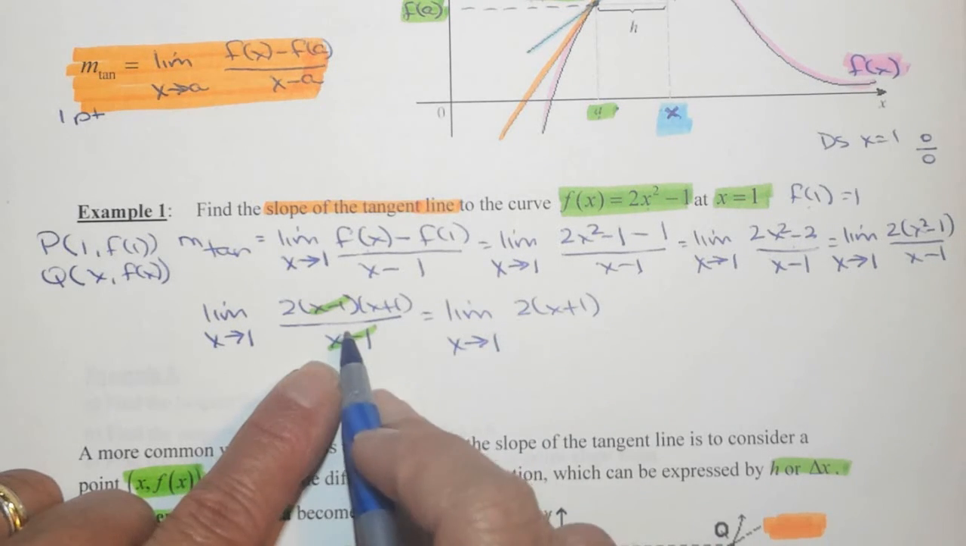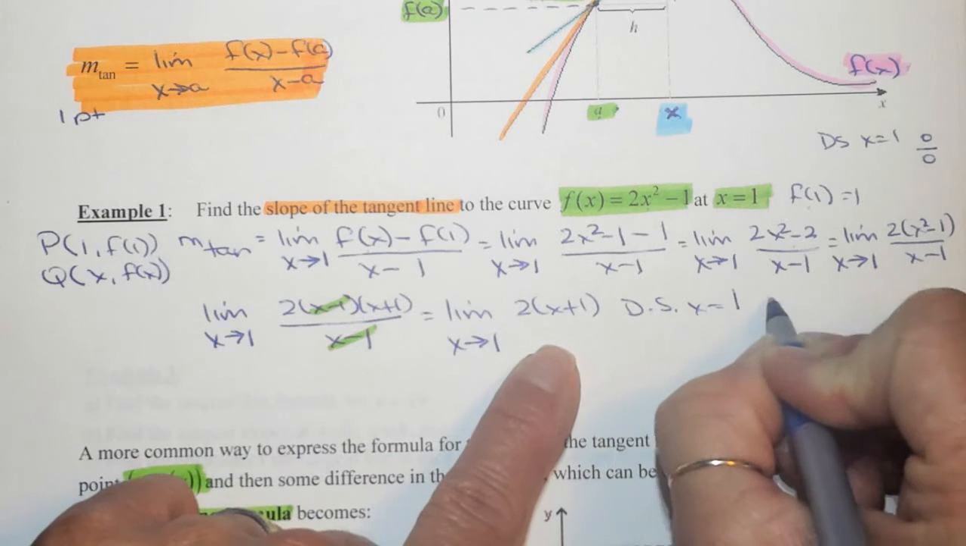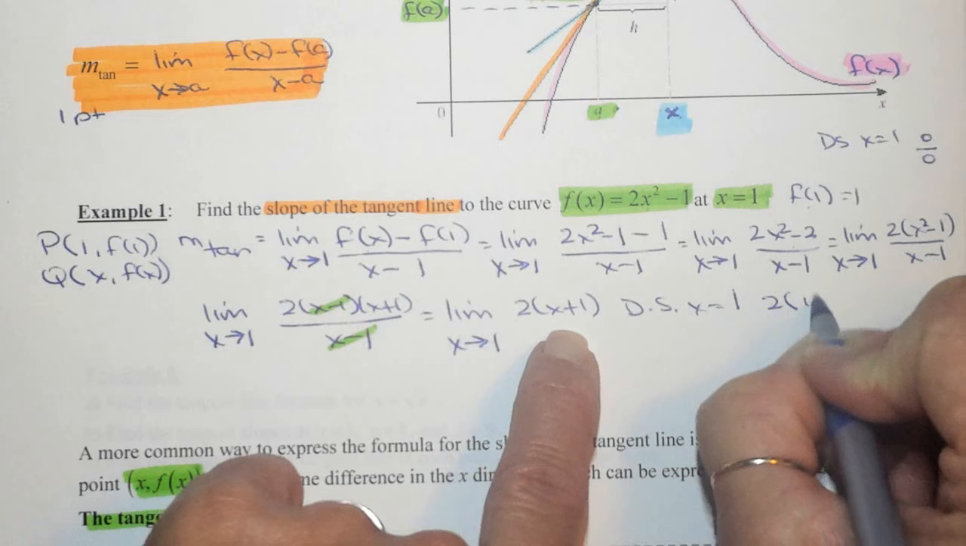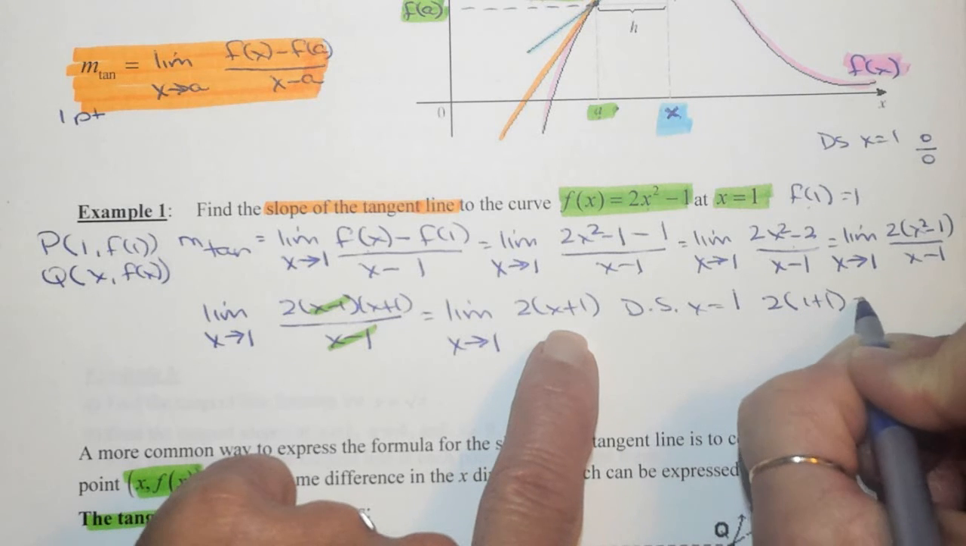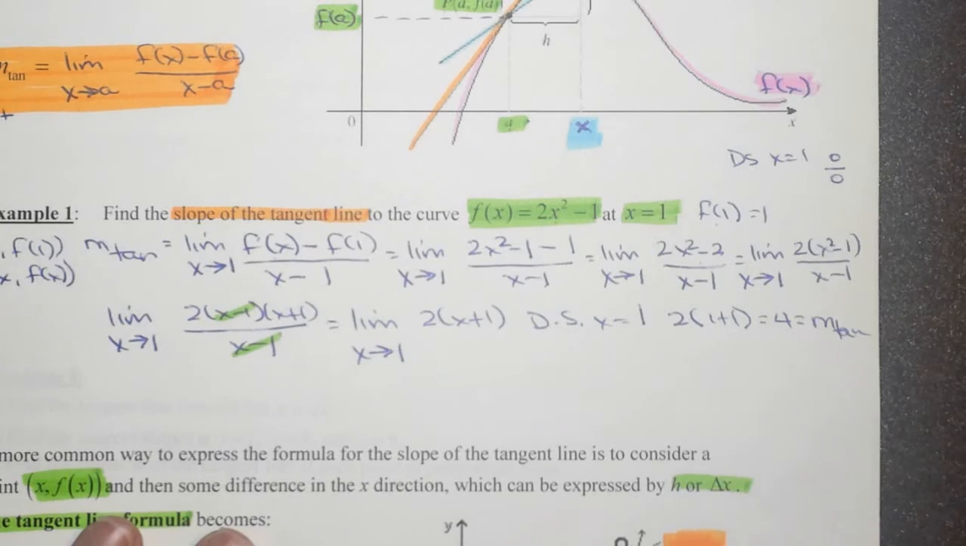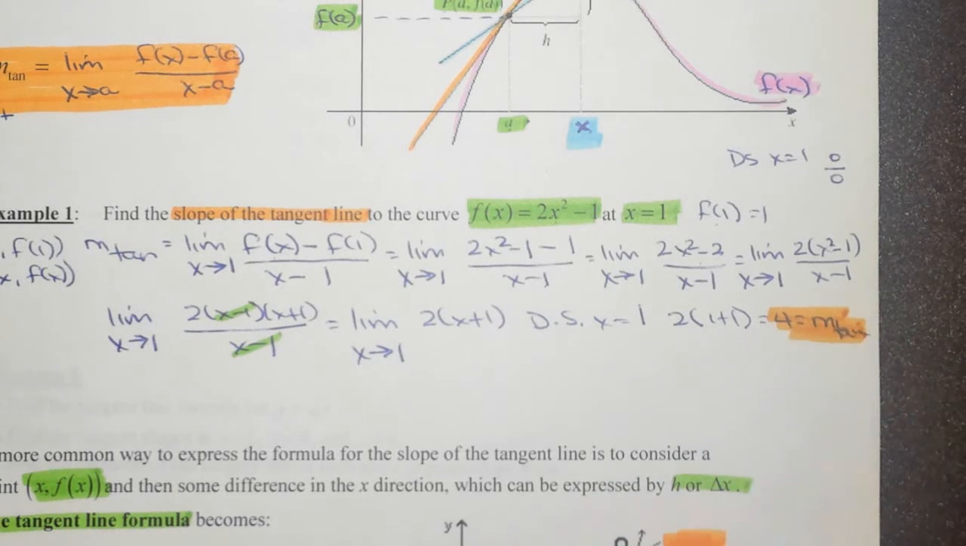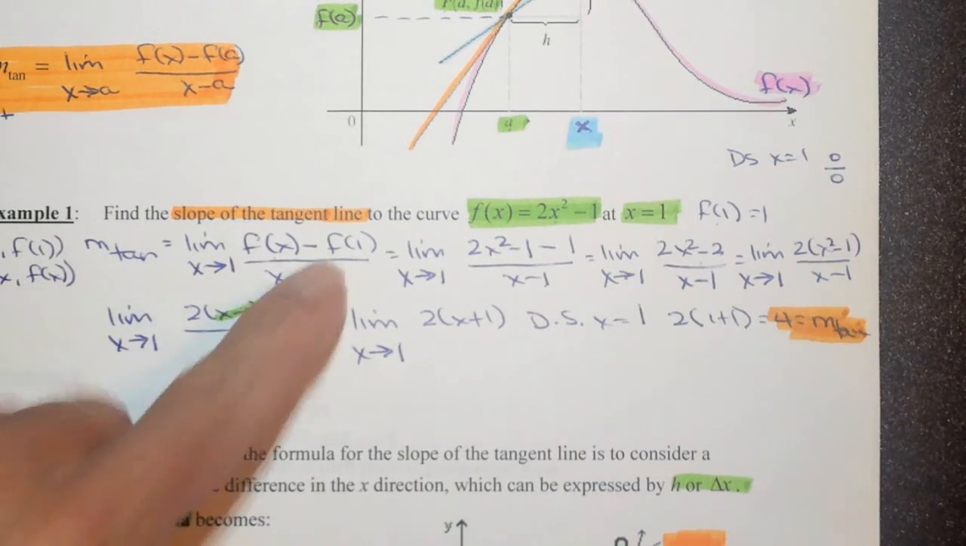So once I've used one of my techniques, I'm going to try direct substitution when x is equal to 1, and I have 2 times 1 plus 1. So that means we have 4, which is the slope of the tangent line, which is what I wanted. So for those of you that know the shortcut, you could figure that out, but we will get to that later. So there's my slope of the tangent line.